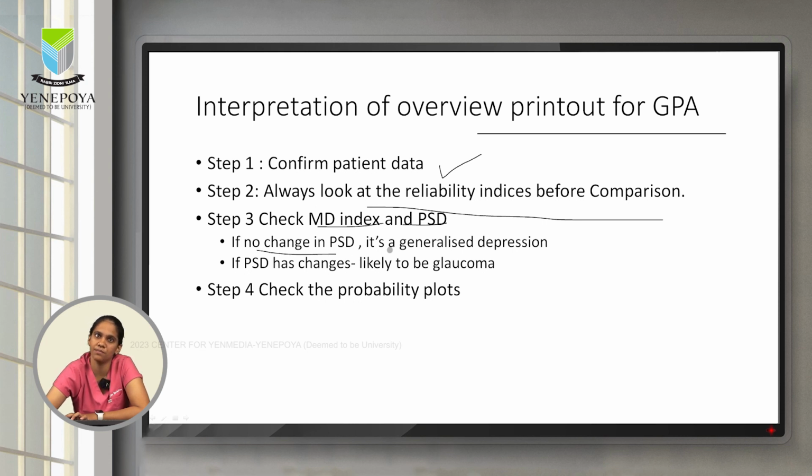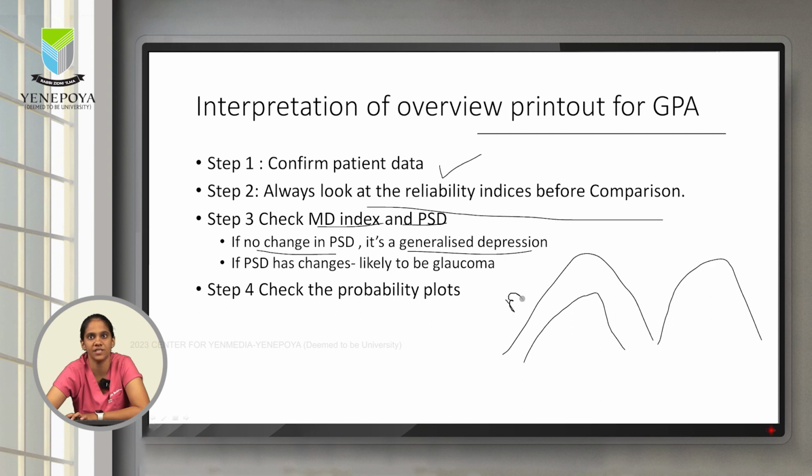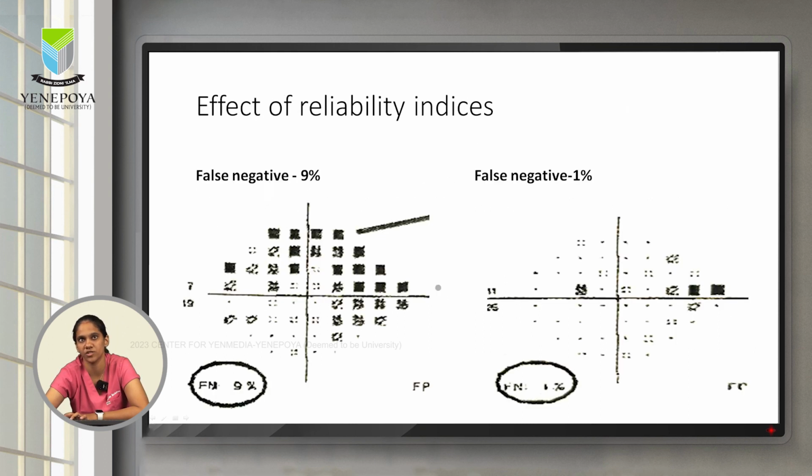When there is no change in PSD, it is probably a generalized depression. That is, the height of the hill is reduced, but contour of the hill has not changed, right? This is what change in MD but no change in PSD looks like in the hill of vision. If PSD has changes, meaning something, it looks like this, okay? So there is a localized defect right about here. So that means it is most likely to be glaucoma. Finally, you have to check the probability plots, okay?